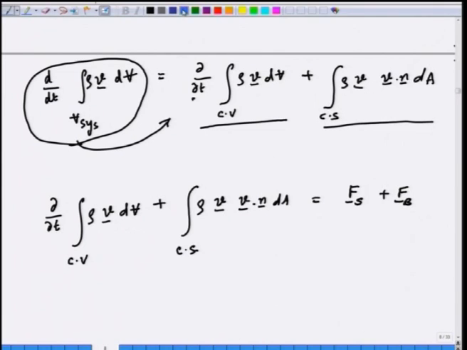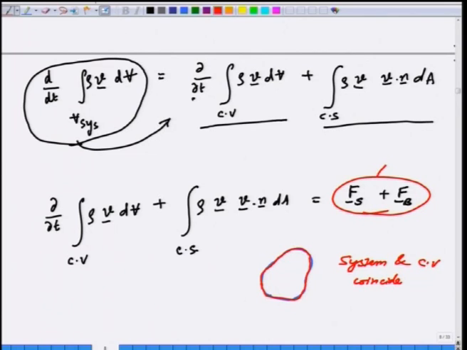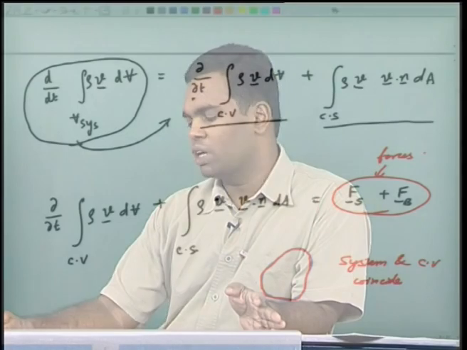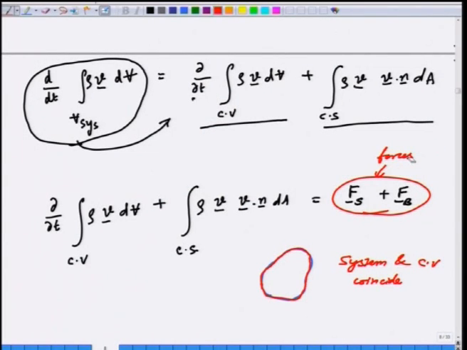Now, if you recall, the system and the CV coincide at a given time in the application of the Reynolds transport theorem. So, F_S and F_B are merely the forces acting on the CV, because they are originally the forces acting on the system at time t, but since the system and CV coincide at time t, these are merely the forces acting on the CV themselves.